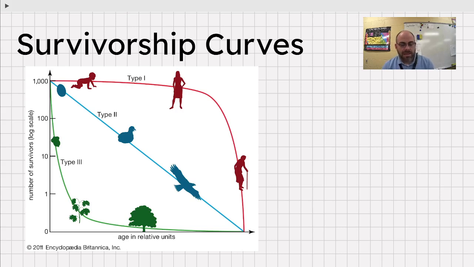You can see our x-axis is age in relative units, and our y-axis is the number of survivors on a logarithmic scale. We're going to look at these three different types. These curves can be used to show relative survival rates at a particular time, what percentage of the population is still surviving as they age or as they move on the x-axis. Type 1 has a relatively high survival rate until later in life, type 2 has a constant rate, and type 3 drops off really fast. So we're going to look at these three and look at the differences between them.